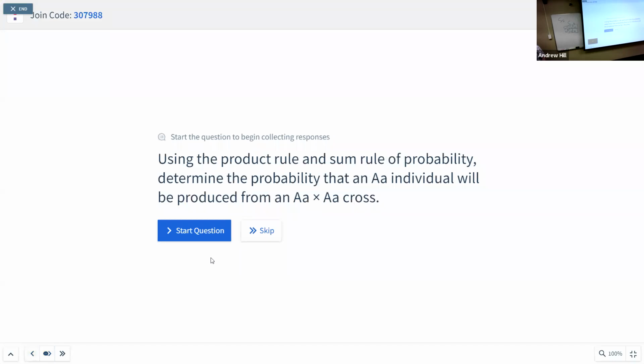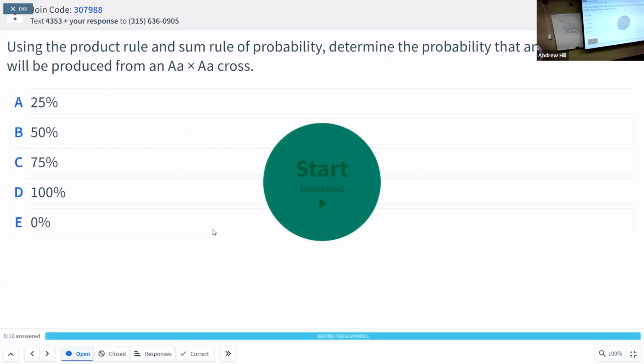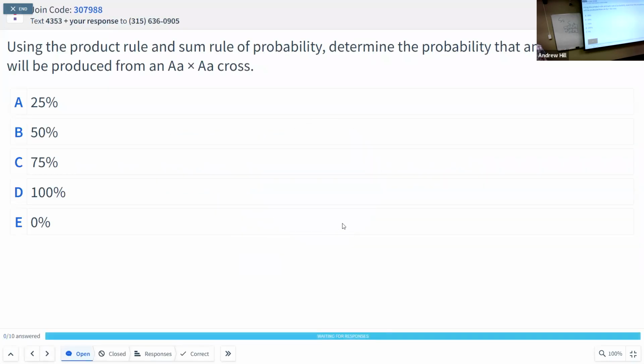This one? Okay. All right, okay, this is the product rule. So, okay. All right, so here's your dot, oh no, it's not a dihybrid cross, it's a monohybrid cross, okay? Using the product rule and sum rule of probability, determine the probability that an AA and a big A small a heterozygous individual will be produced from a monohybrid cross. So what's the probability of getting a heterozygote when you cross two heterozygotes?